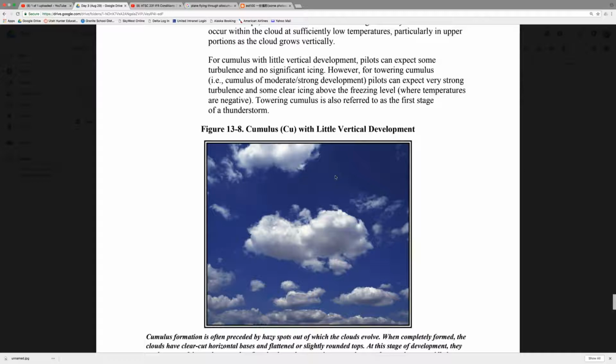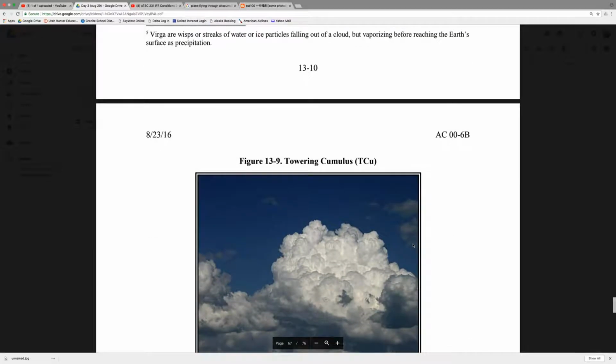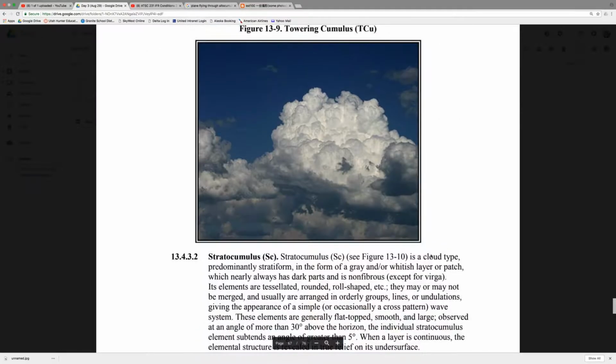Pilots can expect some turbulence and no significant icing. However, with towering cumulus clouds, pilots can expect very strong turbulence and some clear icing above the freezing level. The towering cumulonimbus is also an indication of impending doom, thunderstorms.